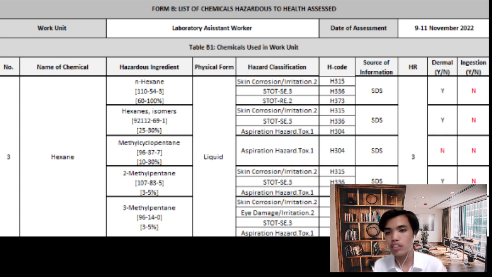For the first one is skin corrosion or irritation, category 2 with the H code H315. Second one is STOT-SE, category 3, H336. And the last one is STOT-RE, category 2 with the H code of H373. So the source of information comes from the SDS with the HR is 3, and for the dermal is yes, and the injection is no.